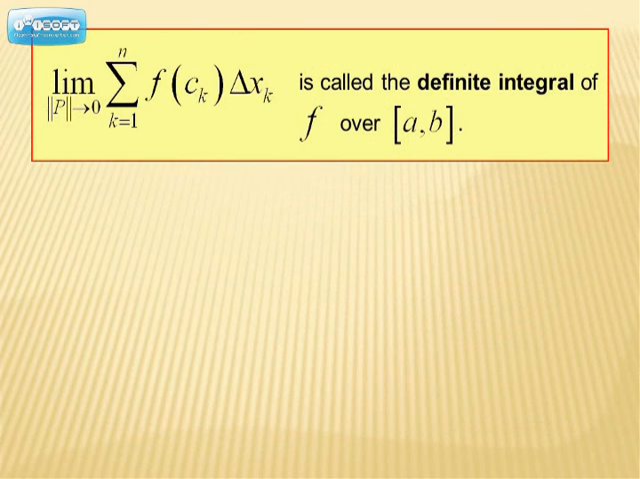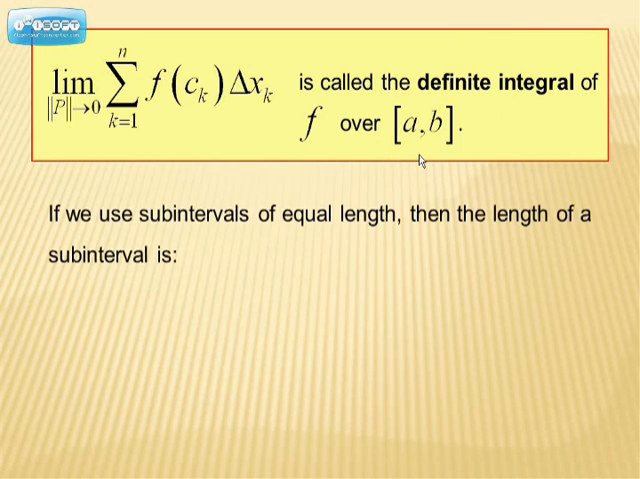So, this is called the definite integral. This is the official definition of the definite integral. The limit, as the longest subinterval goes to 0, of the sum from 1 to n of the height of this rectangle times the base of this rectangle is called the definite integral of f over a to b.